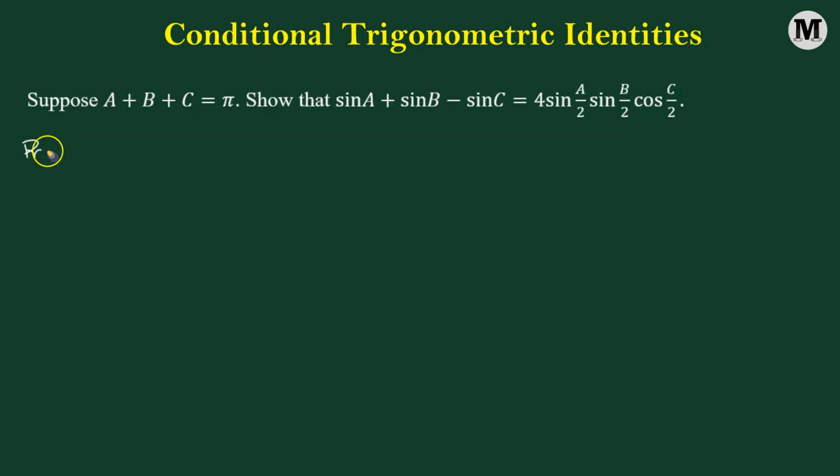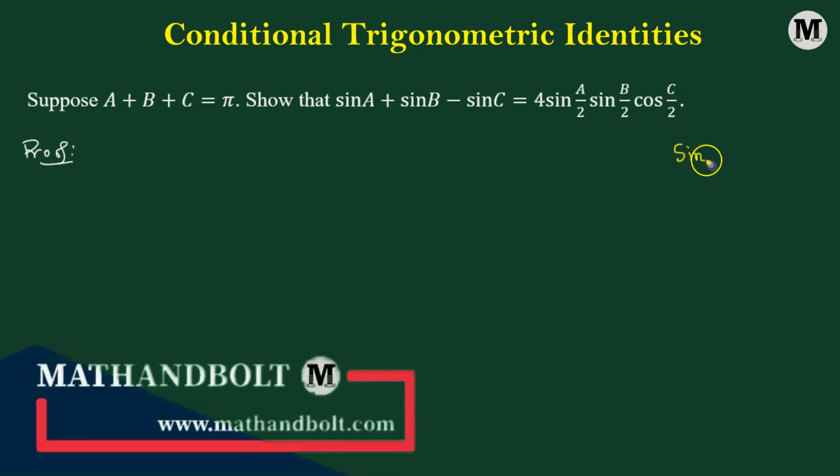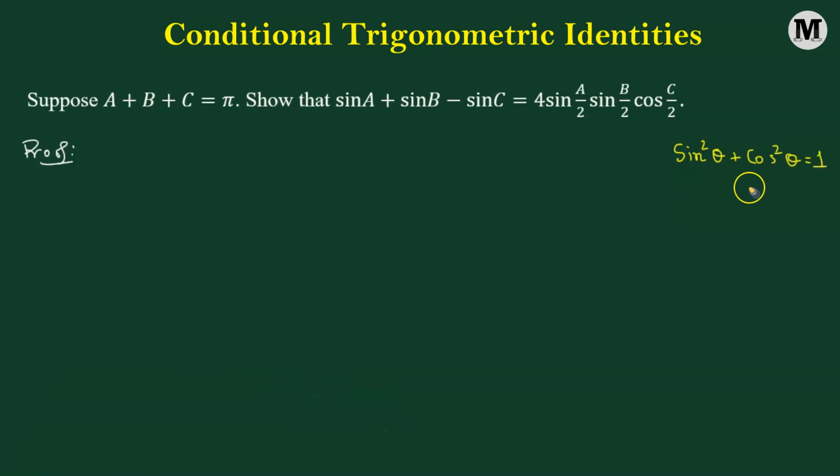Okay, let us begin. This particular problem is a case of a conditional trig identity. Let's start by considering the identity sine squared theta plus cosine squared theta equals 1. This is a standard trig identity, true for any value of theta that we choose. However, the identity we want to prove is true only for fixed values of a, b and c. That means we can take only those values of a, b and c such that the sum equals pi radians. That's why it's referred to as a conditional trig identity.